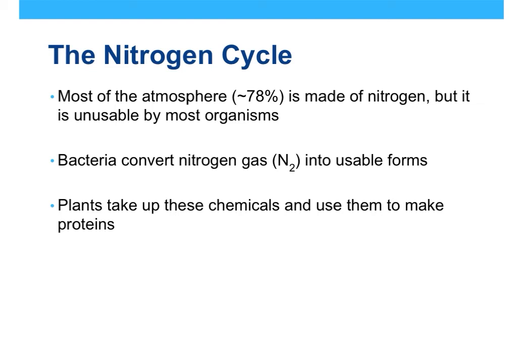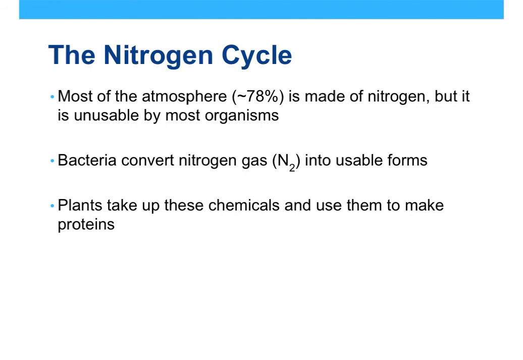The nitrogen cycle. Most of the atmosphere, as you know, is made up of nitrogen. You sort of learned that in ninth grade in earth science. But it is unusable by most organisms. It's in a form that we cannot use. So it must be converted into a usable form. Bacteria convert the nitrogen gas, which is in the atmosphere, into usable forms that we can use, such as NH3 or NH4. Plants take up these chemicals and use them to make proteins.